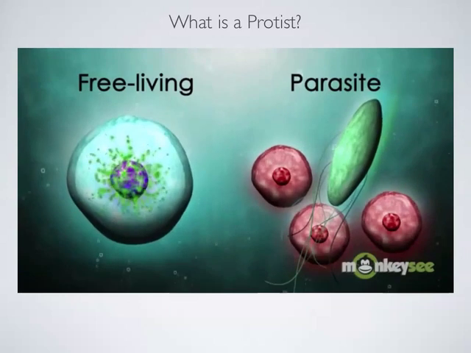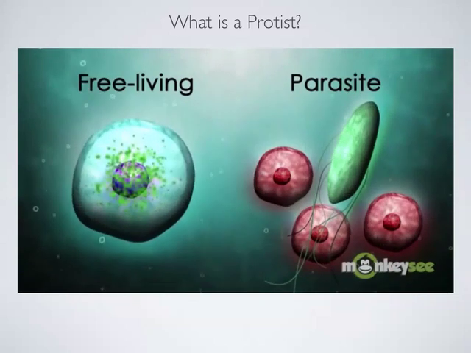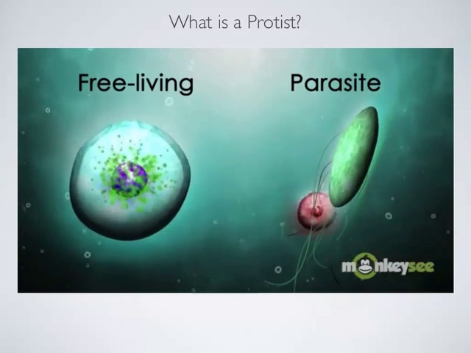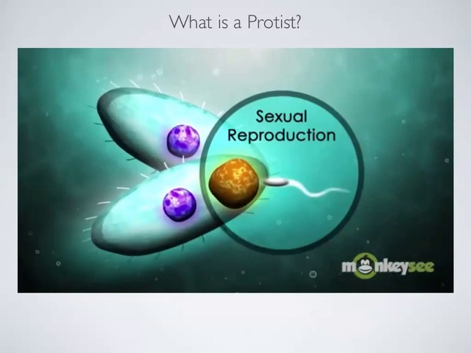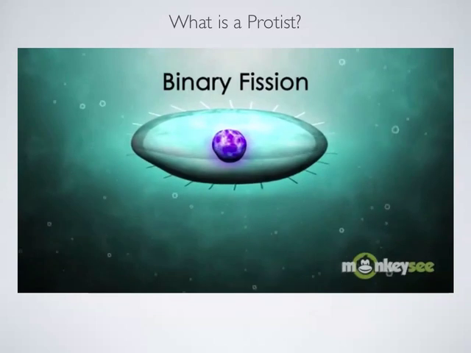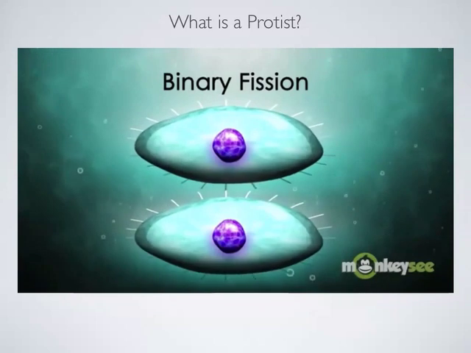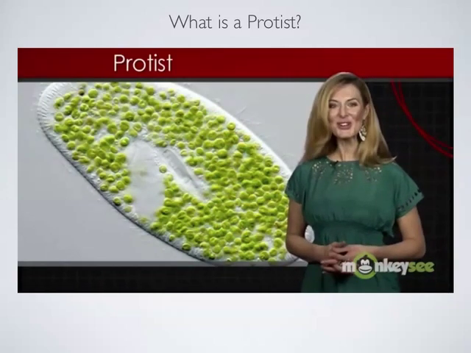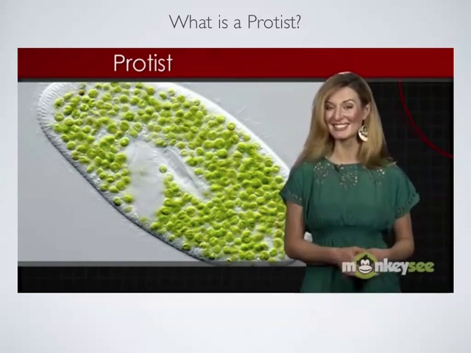Some protists are free-living, and some are parasites. Some make their own food, and some get nutrition by hunting food or by simply absorbing it from their environment. Protists reproduce via sperm and egg, or by binary fission, splitting into two genetically identical cells. Protists may be simple forms of life, but they're certainly one of the most diverse.